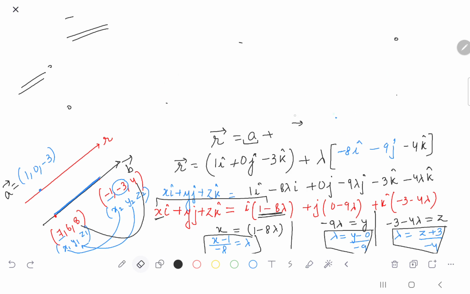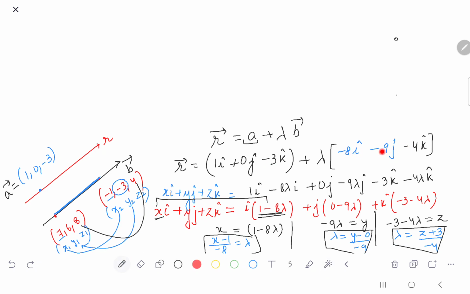So now what do I have in here? I have a particular equation, a plus lambda b, isn't it? Just have a look here. When I have a, what is it? It is i cap plus 0 j cap minus 3k cap. This is going to be my a, isn't it? And lambda b is this.